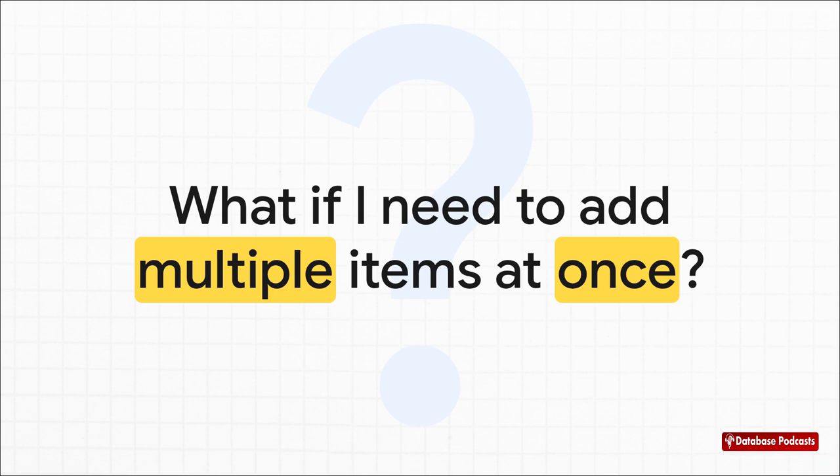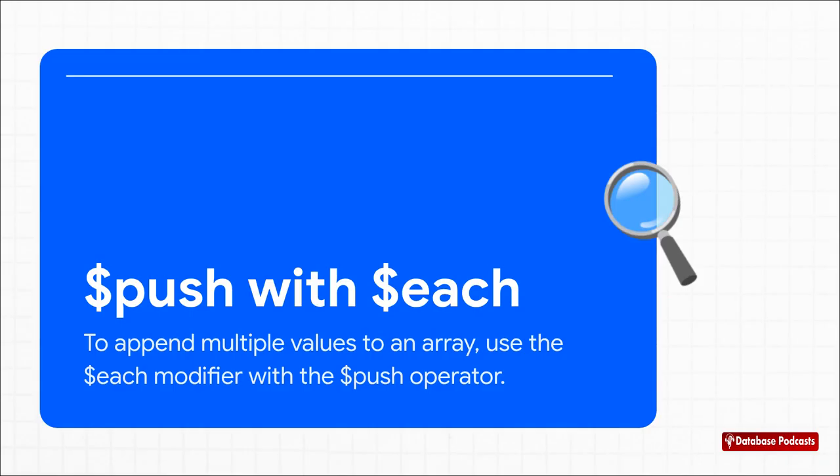Adding things one by one is okay, but it's not great if you have a whole list of things to add. Let's say a new hire, Smith, is going to be working in both the US and UK offices. How can we add both of those locations in just one command? For that exact situation, we combine $push with a special helper called the $each modifier. This is how you tell MongoDB, hey, I'm not just pushing one value, I've got a whole bunch of them.